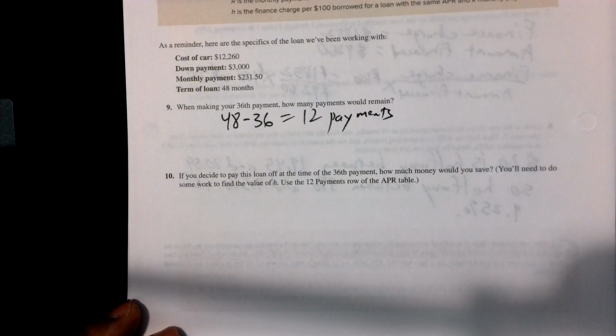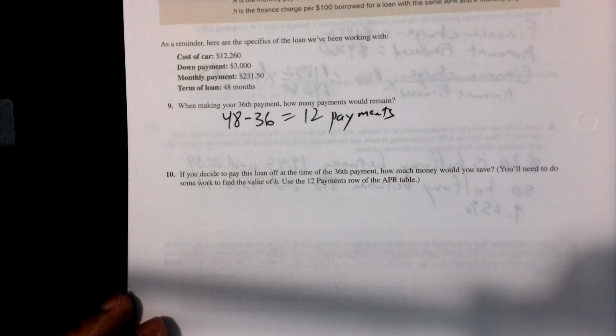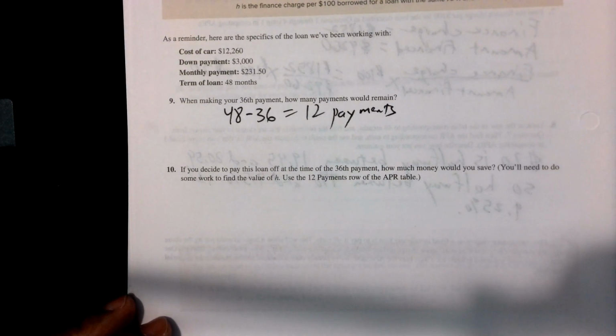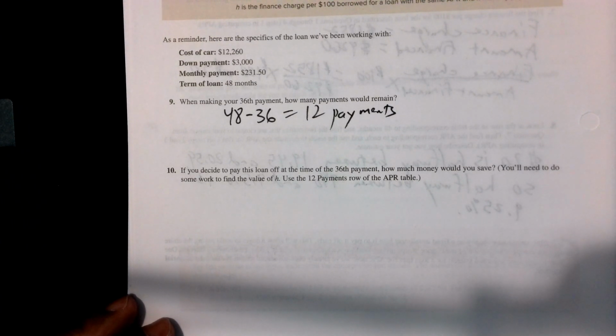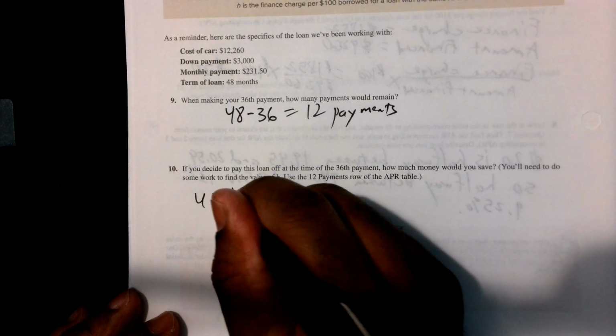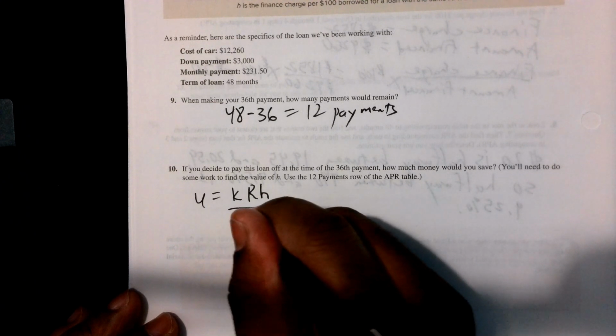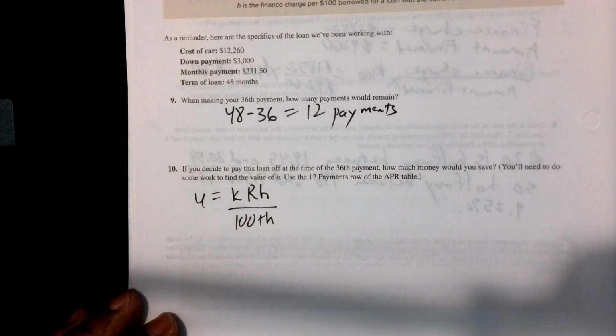Now number 10. If you decide to pay this loan off at the time of the 36th payment, how much money would you save? You'll need to do some work to find the value of H. Use the 12 payments row of the APR table. Okay, so this is what we would have. U is equal to KRH divided by 100 plus H.